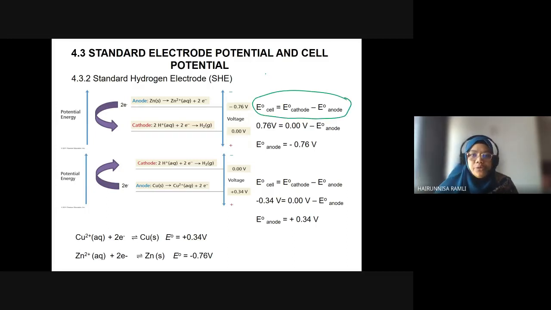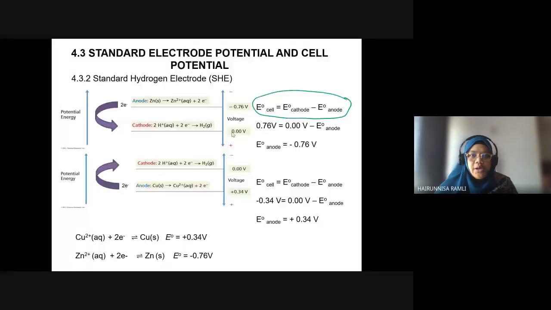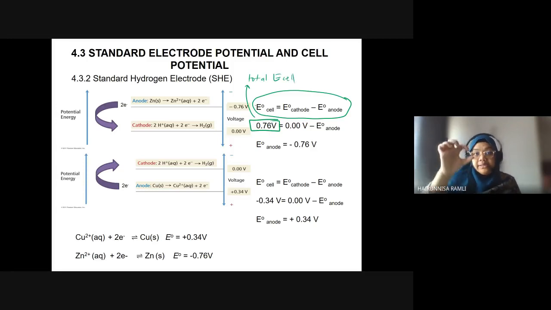Cuma saya nak tunjuk sebenarnya E cell yang you dapat 0.76 ni. Okay, 0.76 adalah value kat sini. E cell. E untuk keseluruhan. Okay. Total E cell lah sebenarnya eh. Total E cell yang you dapat daripada voltmeter tu.